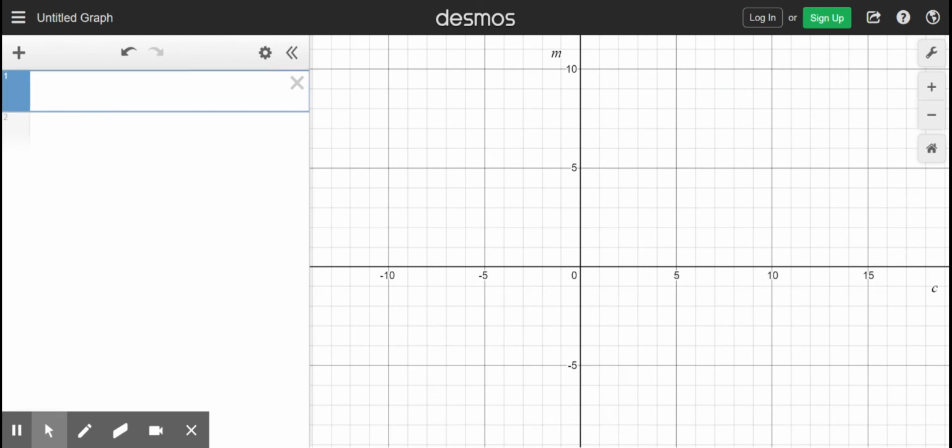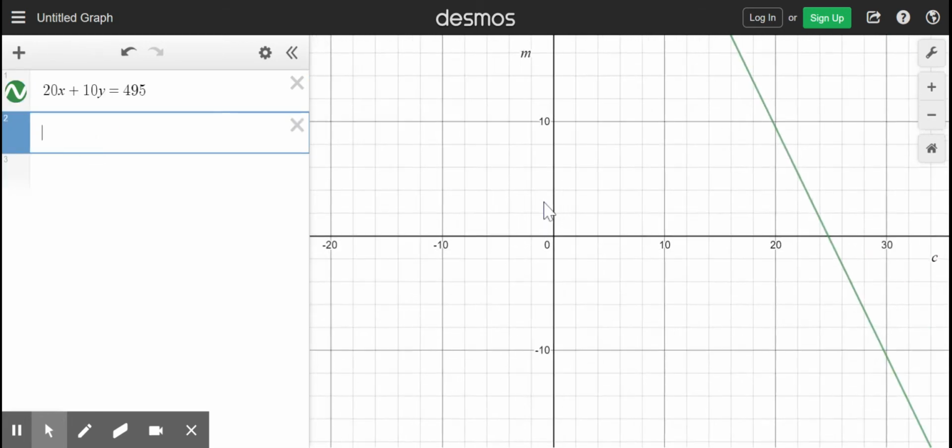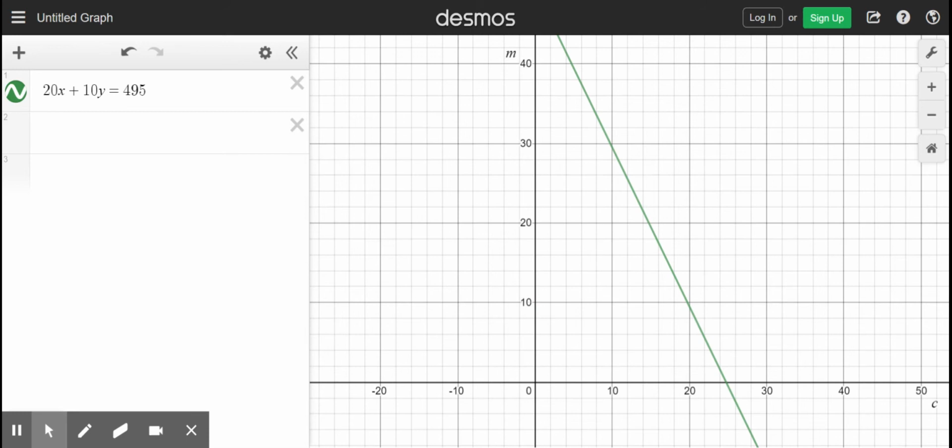All right, let's talk about this one. So we start with the equation 20C plus 10M equals 495, where C is the cost of the calculators and M is the cost of the measuring tapes, because the teacher buys 20 calculators and 10 measuring tapes and it costs $495. Desmos doesn't know what to do with this equation because it doesn't have X and Y. So instead of using C and M, we're just going to switch it out for X and Y. That's totally okay. You can do that anytime you need to. It's a little bit bigger, so I have to zoom out a bit to see the line.